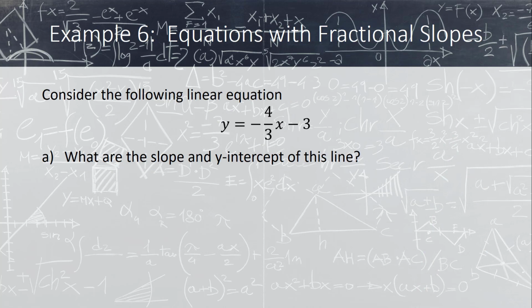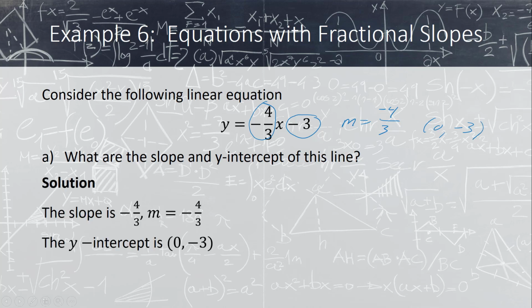And for our last example, remember, sometimes our slopes will have fractions, and sometimes they'll be negative. So here's an example of that. Okay, so here we have, what are the slope and y-intercept for this line. Well, once again, this is the slope. This is the second coordinate for the y-intercept. So the slope is going to be -4/3, and the y-intercept is going to be 0, -3.